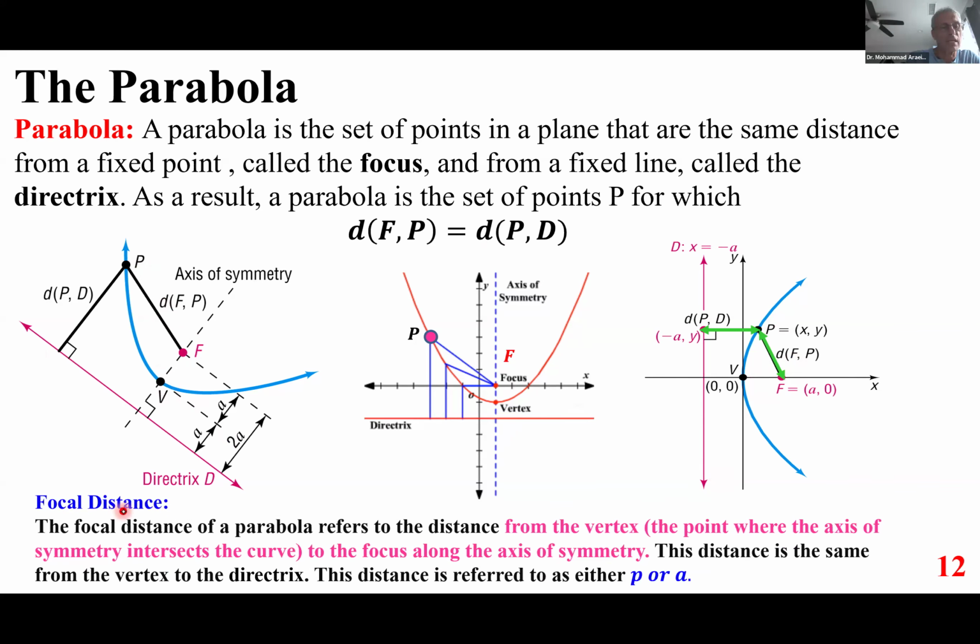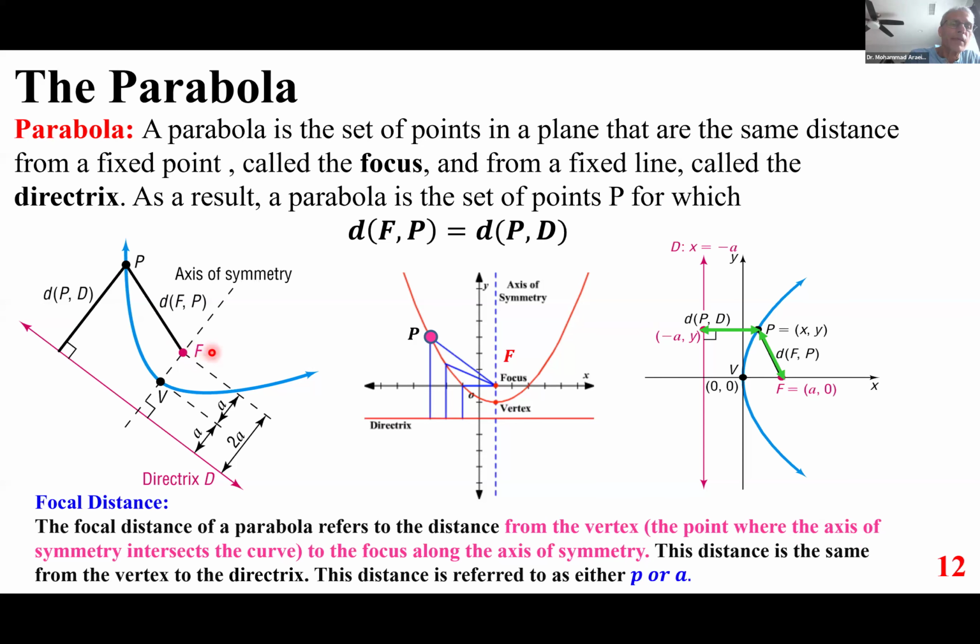Focal distance. What is a focal distance? The focal distance of a parabola refers to the distance from the vertex, the point where the axis of symmetry intersects the graph, to the focus along the axis of symmetry. This point is called the vertex. This distance is the same from the vertex to the directrix. This distance is referred to as either P or A.